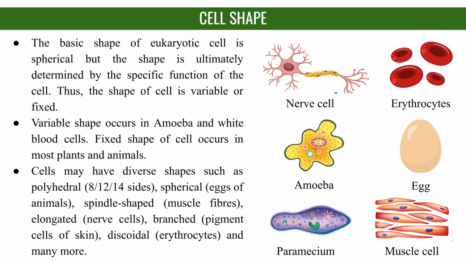The basic shape of a eukaryotic cell is spherical, but its final shape is determined by its specific function. Cell shape can be variable, as seen in amoeba, or fixed, as in most plant and animal cells. Cells exhibit diverse shapes like polyhedral, spherical, spindle-shaped, and elongated.